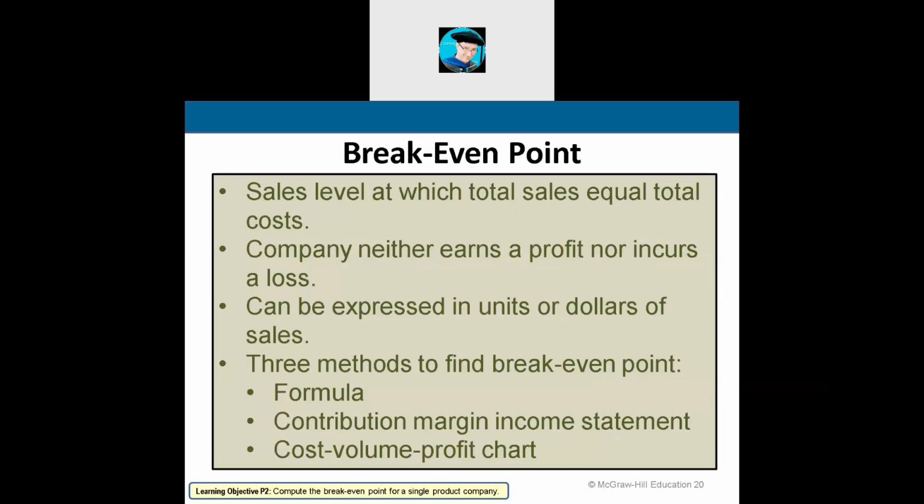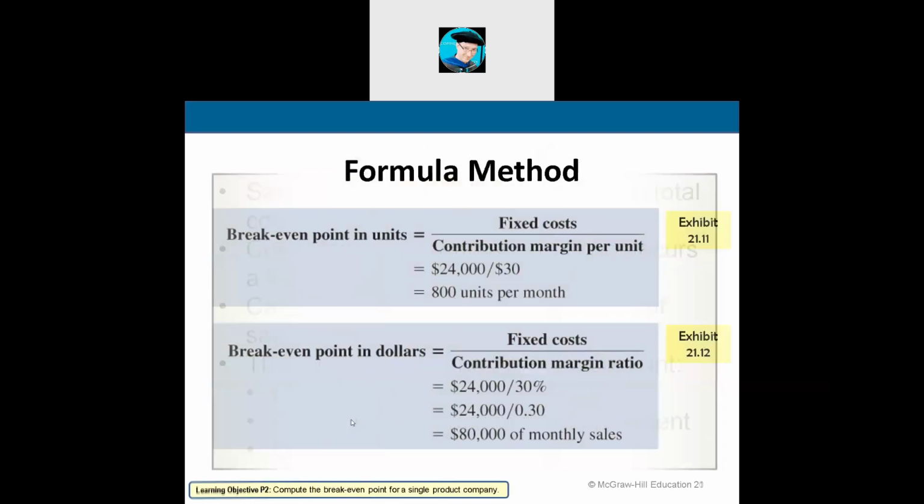There are three formulas, or three methods, we can use to find break even. One is the break even formula. The second is a contribution margin based on the income statement that I just talked about. And the third is called the cost volume profit chart. So let's take a look at the formula first. This is the most common, easiest method. First, we'll talk about it in units, number of units sold, and then we'll talk about it in sales dollars.